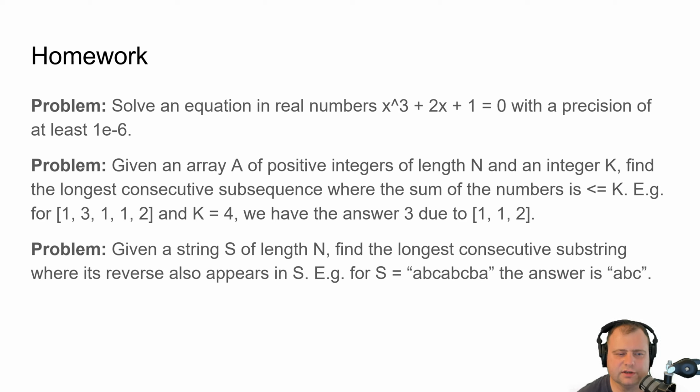So try a variation of... actually, never mind. Another problem is: given a string s of length n, find the longest consecutive substring where its reverse also appears in s. So for s equals ABC, CBA, the answer is ABC because we have ABC and CBA.